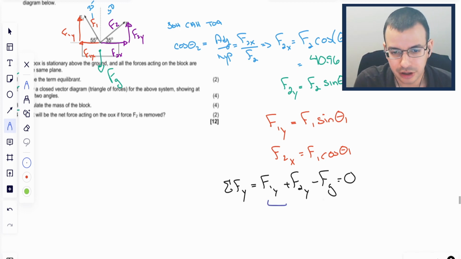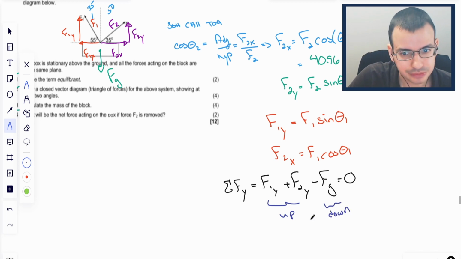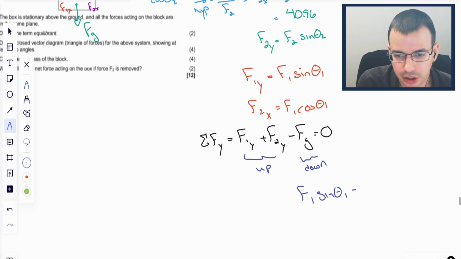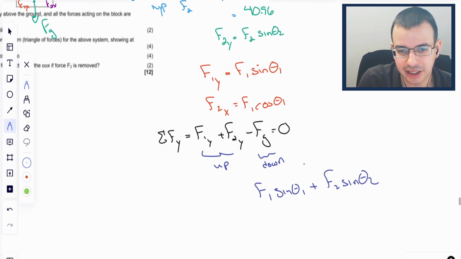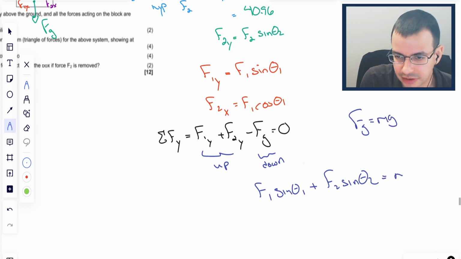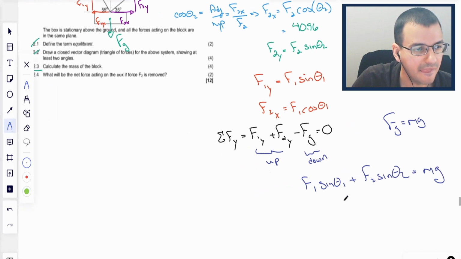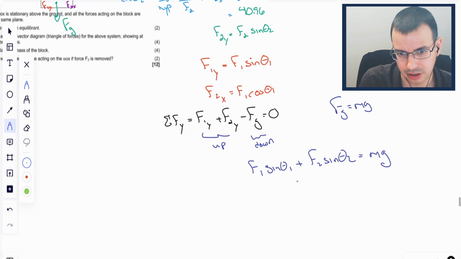Long story short, these are up, these are down. By these, I mean this one specifically, gravity. Then we're going to expand this a little bit. So this is F1 sine theta 1 plus F2 sine of theta 2, because that's F1y, F2y, equals force gravity. Force gravity is going to equal mass times gravity. So if we want to find the mass, all we do is take gravity and move it over.